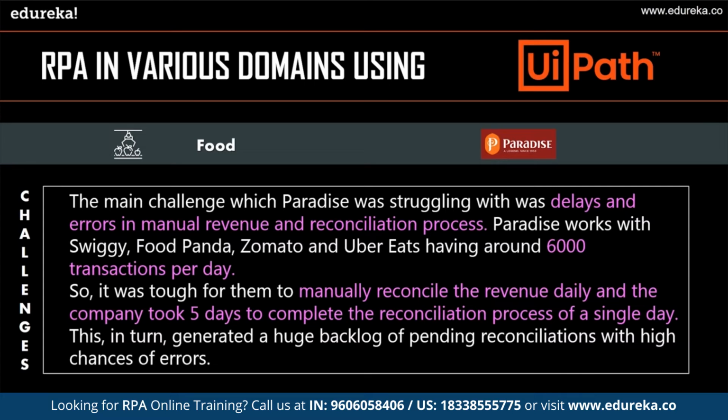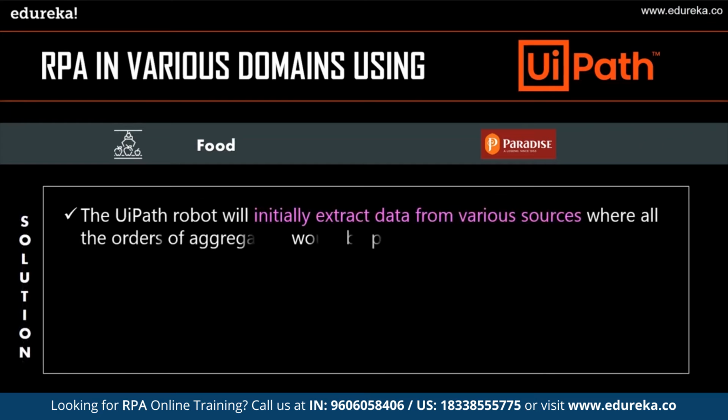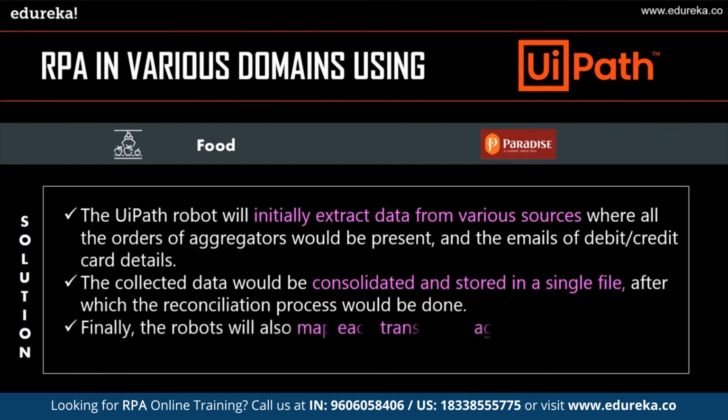So the team decided to deploy just 2 UiPath robots, and by deploying these 2 UiPath robots, the team was able to automate the reconciliation processes by bringing down the reconciliation time from 5 days to 4 hours, guys. The automation was designed as you can see on my screen.